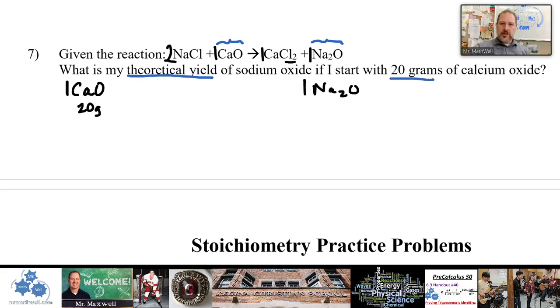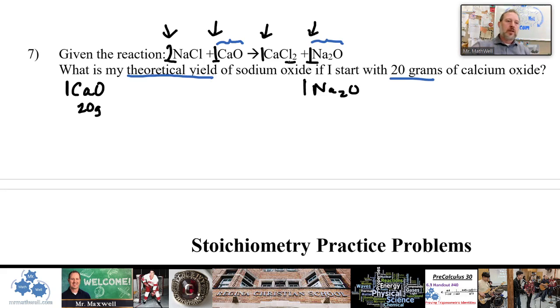So first thing you do, you convert all mass to moles. Because remember, these numbers right here are molar ratios of these substances. They are not mass ratios. They are molar ratios. So 1 to 1 means 1 mole should produce 1 mole. 2 moles should produce 2 moles. 4 moles of CaO should produce 4 moles of Na2O. You see, 1 to 1.